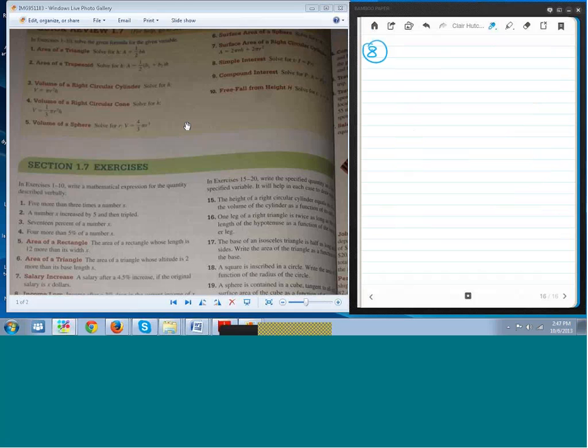Now, number 8. I'm video recording it so I can send it to you and you can review it later. Simple interest equals principal times interest rate times time. Say you invest $100 at a 5% interest rate, 0.05, for 7 years, so you multiply by 7. The interest is going to be $35, so you earn $35. That's it.